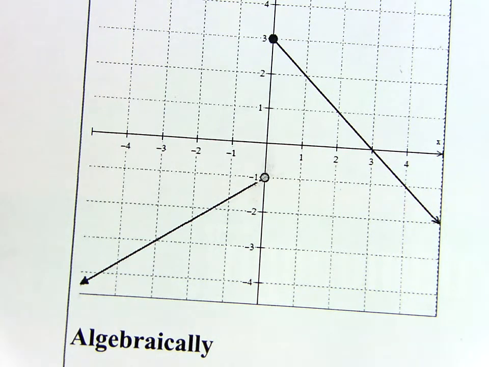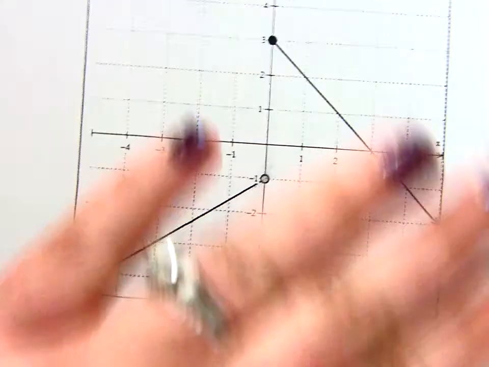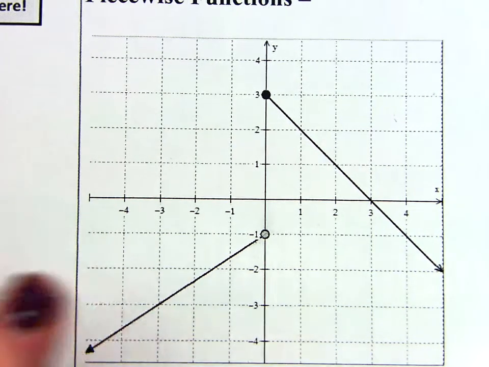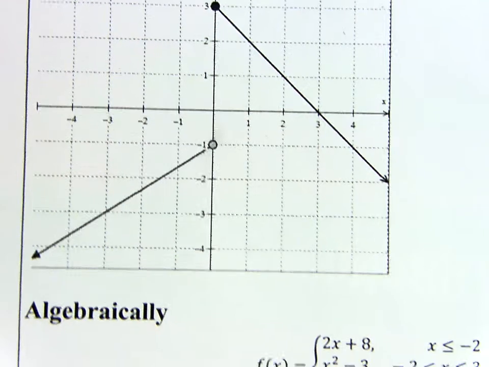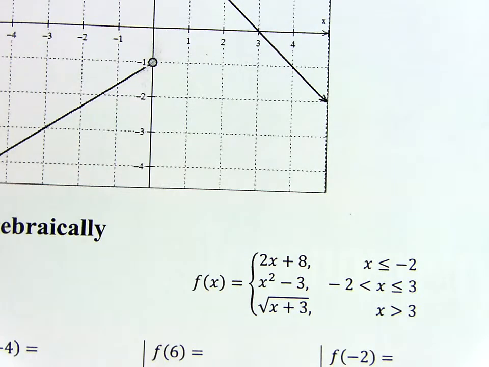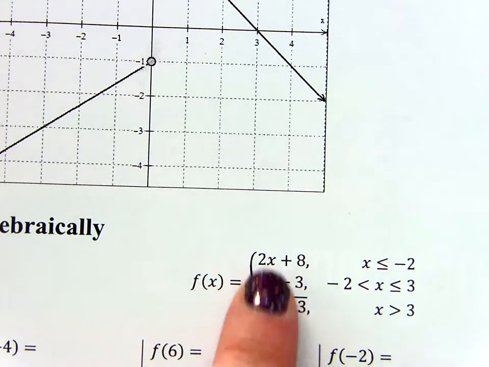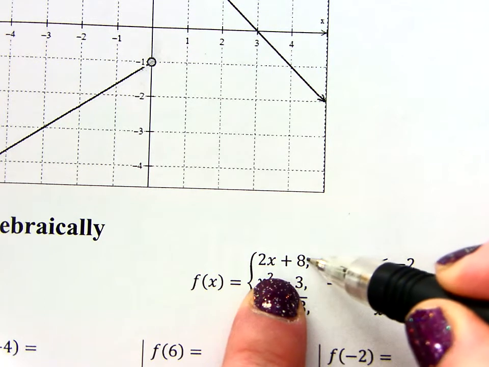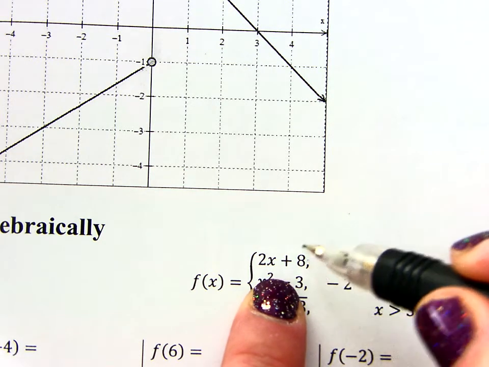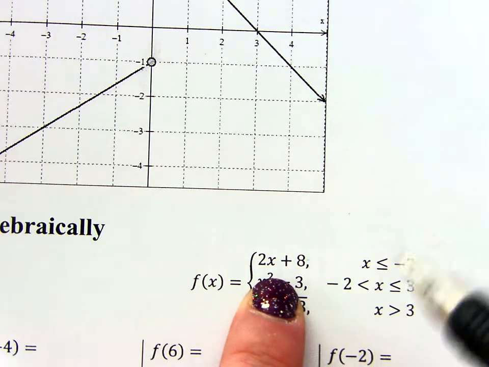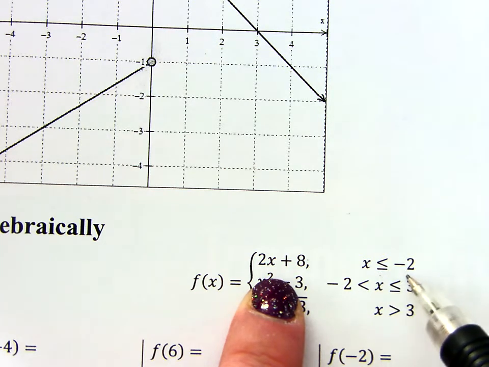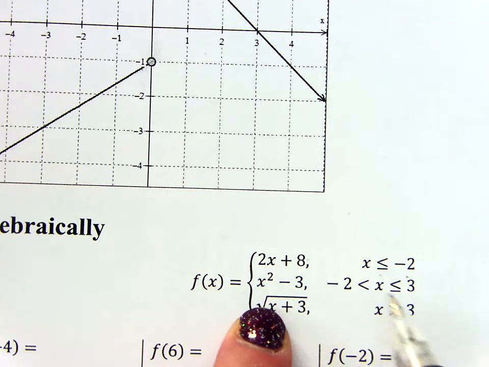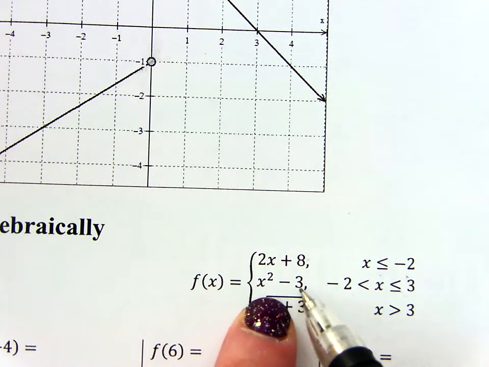So let's take a look at, so that's a graph of 1, okay? If you look underneath where it says algebraically, here's what they look like when we ask you to write them out. This one's a little bit crazier. This one would be 2x plus 8. Isn't that just a straight line? So one part of this graph would be a straight line. The part of the graph that's less than or equal to negative 2. That would be a straight line. In between negative 2 and 3, you're going to have x squared minus 3.